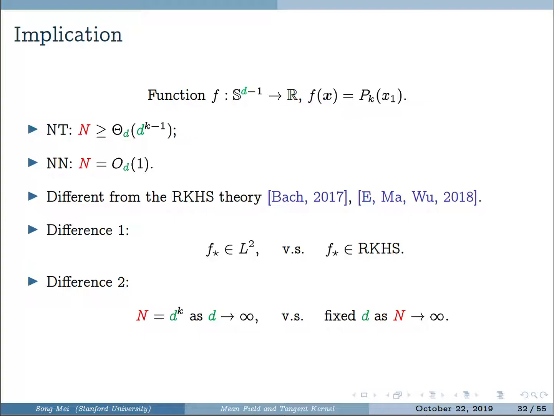And these theories are based on the RKHS theory. So the first difference of our new result with this theory is that here we assume the target function is in L2. It's just any general function. But in the typical RKHS theory, they need to assume the function is in the RKHS. And one knows that RKHS is much smaller than the space of functions in L2.